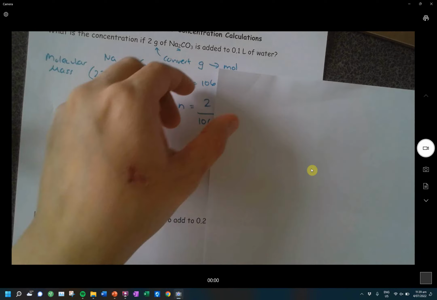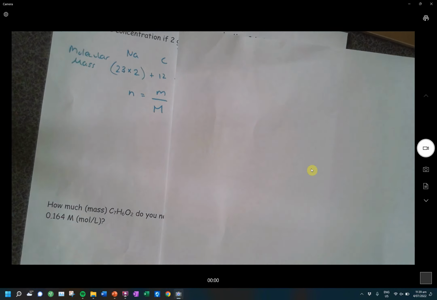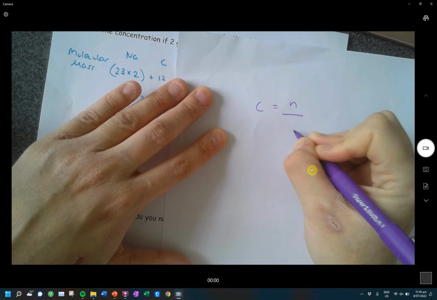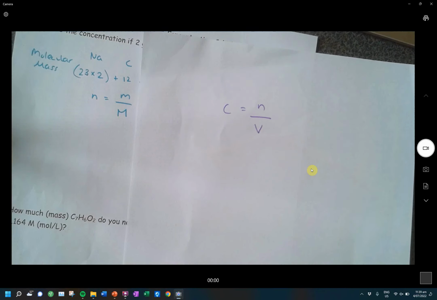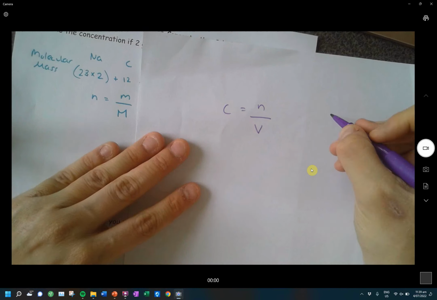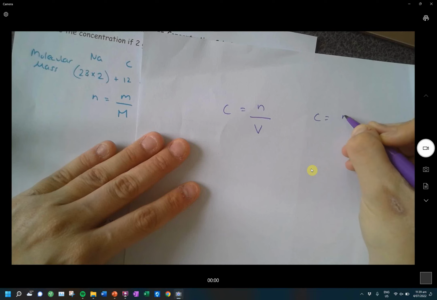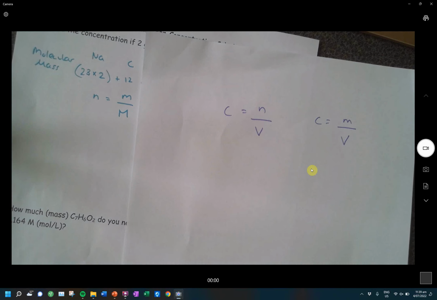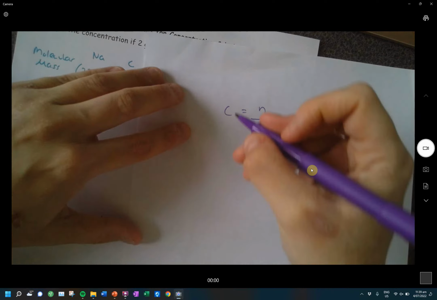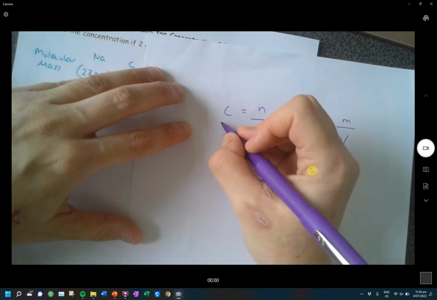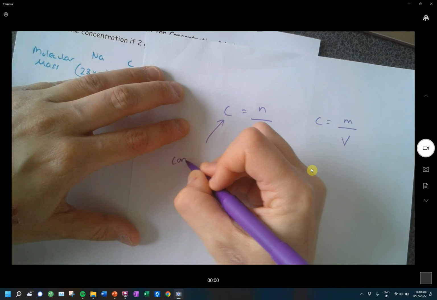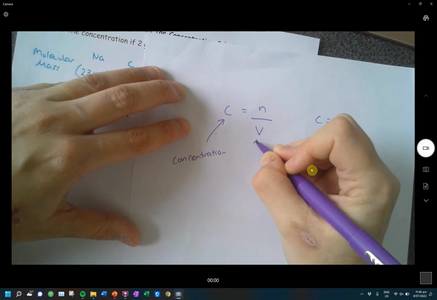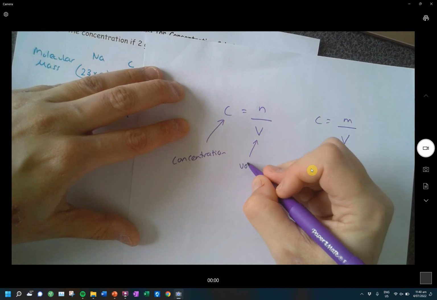So just so you guys are aware of what the concentration equation is, concentration is equal to n divided by V. You might also see it being concentration equals little m over V. It's just a slight variation in how we're referring to concentration. C in both cases is referring to concentration, and V in both cases is referring to volume.